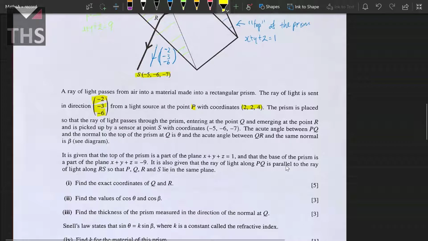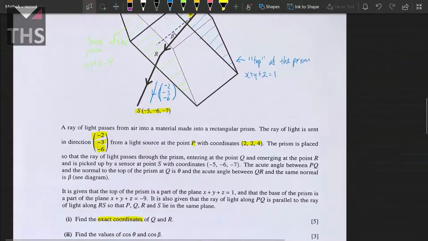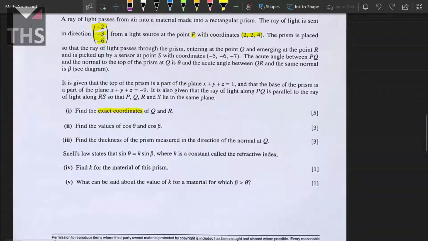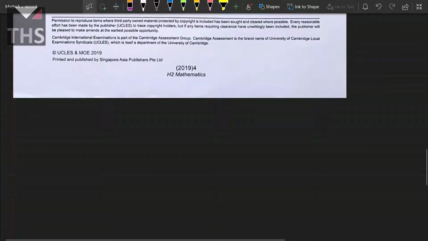So now they want the exact coordinates of Q and R. So you might say, wow, how do I even begin? But just think about it calmly for a while. This point P, and you have this direction vector, -2, -3, -6. That means we can find the vector equation. So how I'm going to do this, I'm just going to write down the equation of the line. Okay, vector equation. So equation of line passing through.